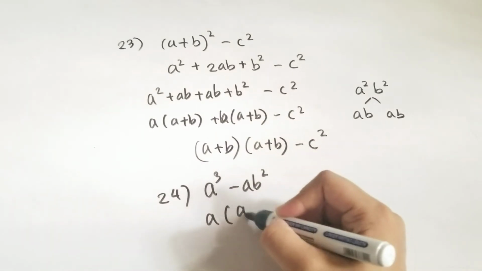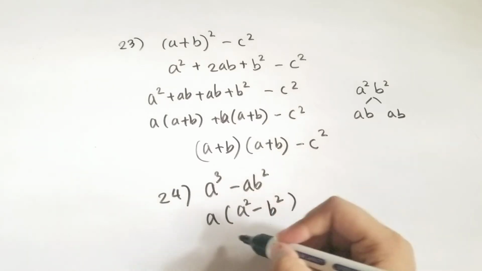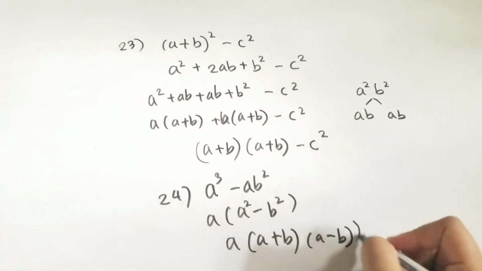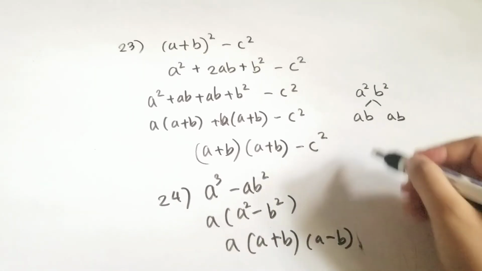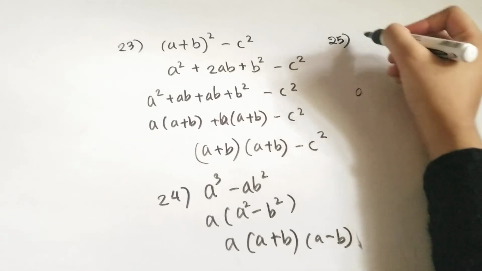Okay, 24th one, a to the power 3 minus ab squared. So a into a minus a into a to the power 2 minus b squared. So a into a plus b, a minus b. Difference of perfect squares. That's enough. This is enough, okay? 25th question, the last one.